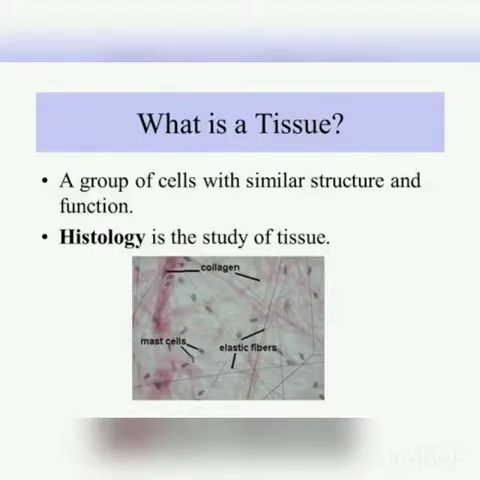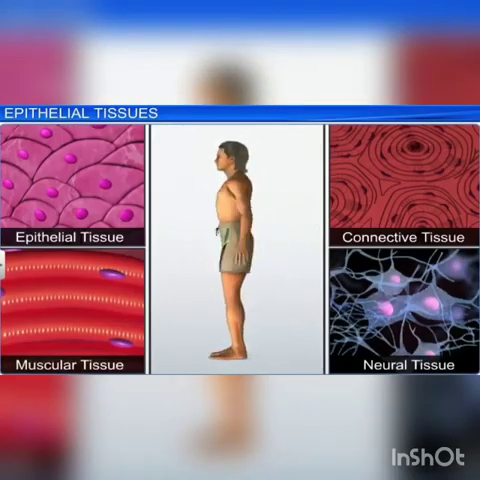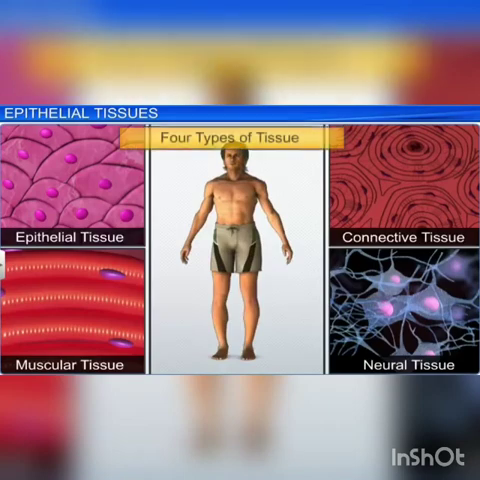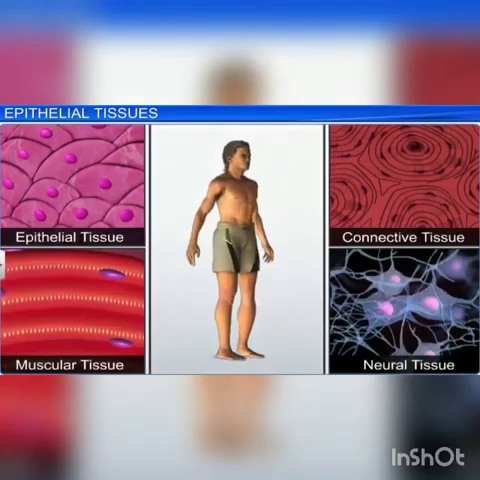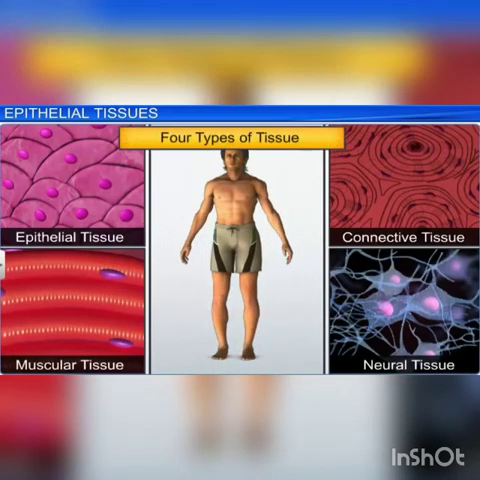Study of tissues is called histology. Logy means study. Study of tissues is called histology. So, animal tissues are classified according to the size, shape, and function of the cells. So, there are different types of animal tissues. Four primary tissue types. They are epithelial tissue, connective tissue, muscular tissue, and nervous tissue. Let us see one by one.